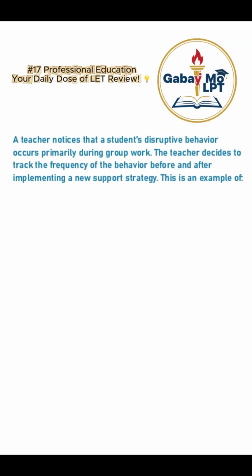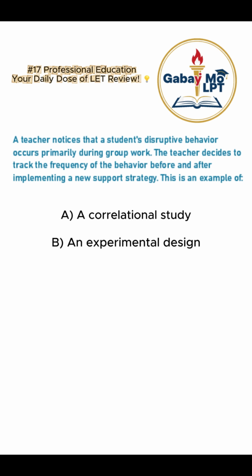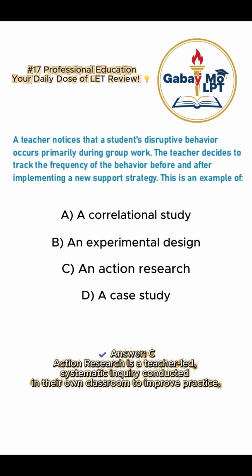A teacher notices that a student's disruptive behavior occurs primarily during group work. The teacher decides to track the frequency of the behavior before and after implementing a new support strategy. This is an example of A. A correlational study. B. An experimental design. C. An action research. D. A case study. Answer: C. Action research is a teacher-led, systematic inquiry conducted in their own classroom to improve practice.